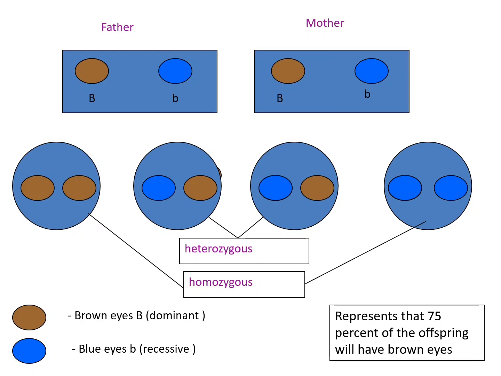Now, as you can see, the two ends, this one and this one, are called homozygous. Why? Because they are both recessive or both dominant. Now, in between, this one in the middle is called the heterozygous gene. Why? Because they are different, one dominant and one recessive gene.